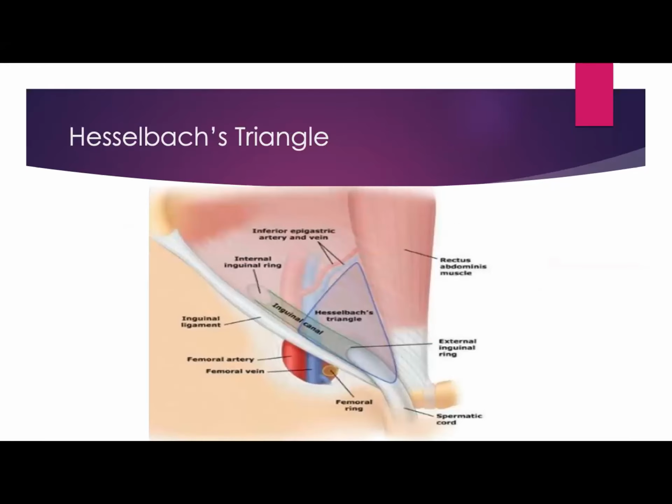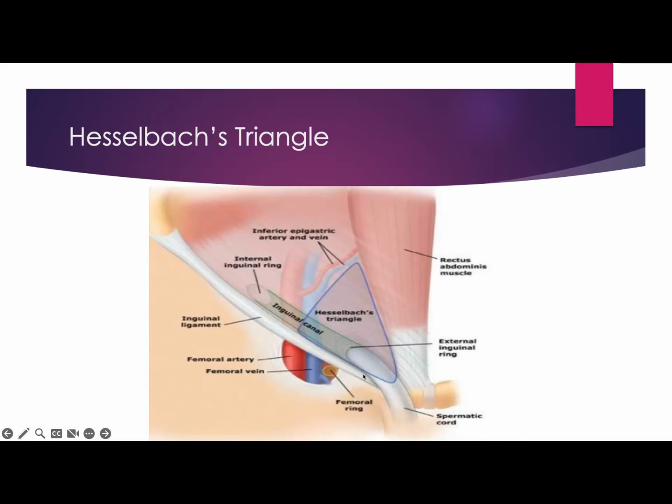All right. So this is another image which shows the relation of the Hesselbach triangle to the inferior epigastric vessels and also the deep internal inguinal ring. So the indirect inguinal hernia is going to start from this side, which is lateral to the inferior epigastric vessels. Then it can go through the inguinal canal, and this is the opening of the inguinal canal, which is the external inguinal ring. Okay.